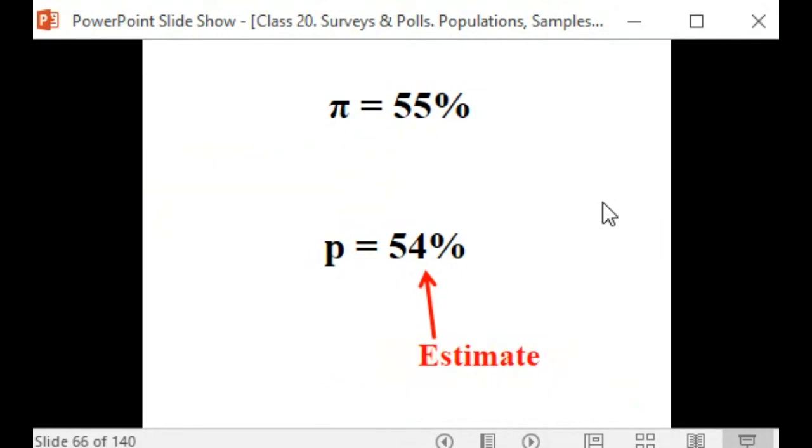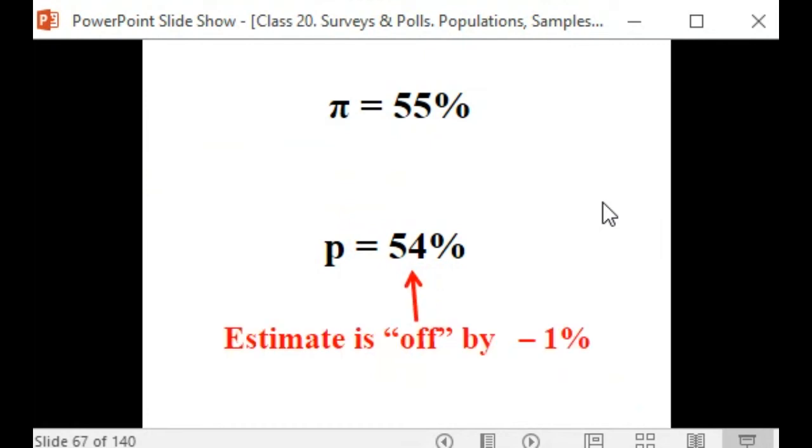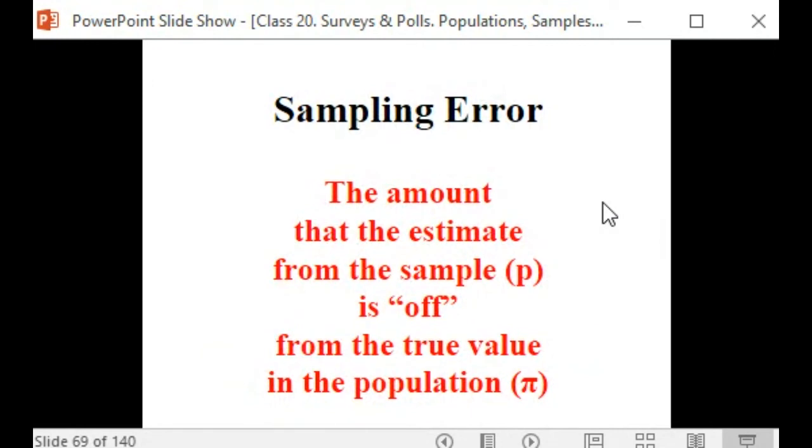The proportion in the sample is only an estimate of the true proportion in the population. It should be close, but it probably won't be perfectly accurate. Estimates generally are not perfectly accurate, but they're supposed to be close. Now, in this case, the estimate is off by negative 1%. It's 1% too low. This negative 1% is called the sampling error. It's the amount that it's off. Sampling error is the amount that the estimate from the sample, that is P, is off from the true value in the population, which is pi.